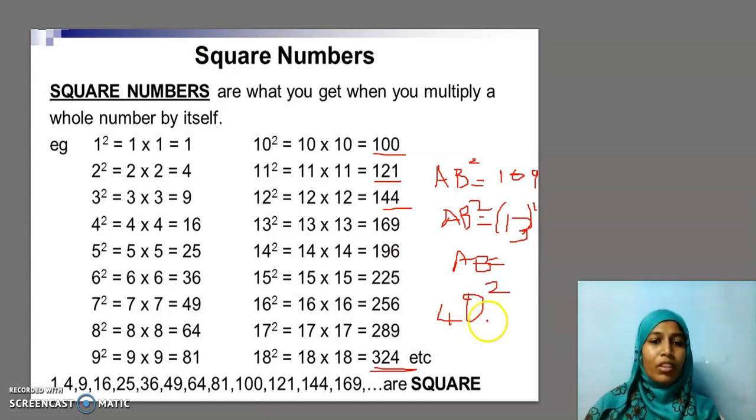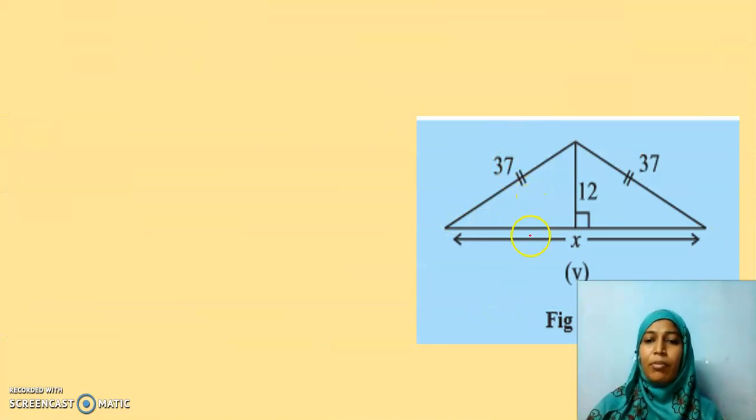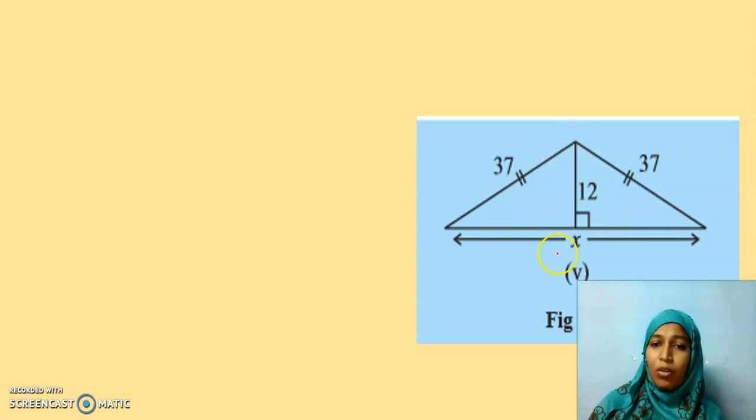Now shall we continue with the problem using the Pythagoras property? Here it is, again a question from your text. Just by looking at this triangle, we may think it is not a right angled triangle. Anyhow, I have to find the value of x, isn't it? What is the first thing I should note to use the Pythagoras theorem? Right angle. Here we have a right angle.